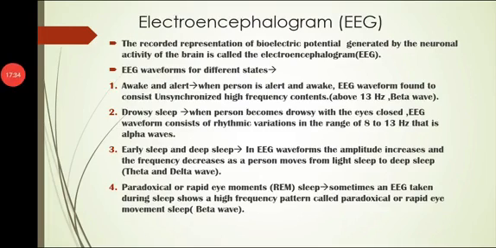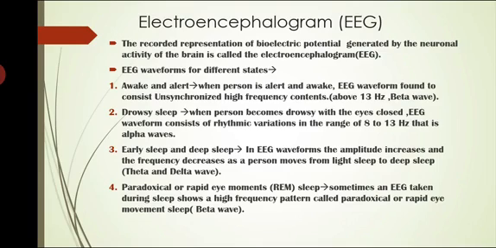Now we will see the electroencephalogram. EEG means the recorded representation of bioelectric potential generated by the neuronal activity of the brain is called an electroencephalogram, that is EEG. We get a different EEG for different states. According to that there are 4 states given.